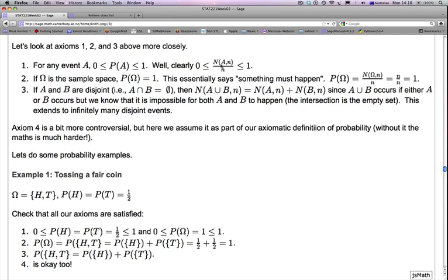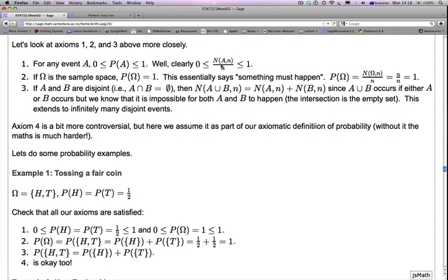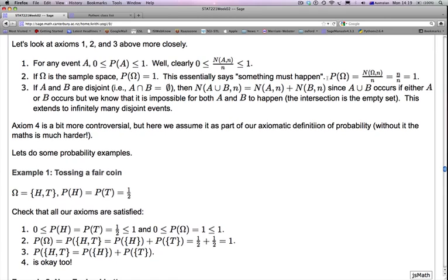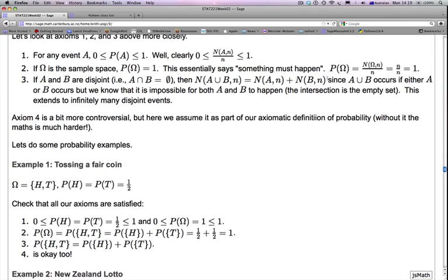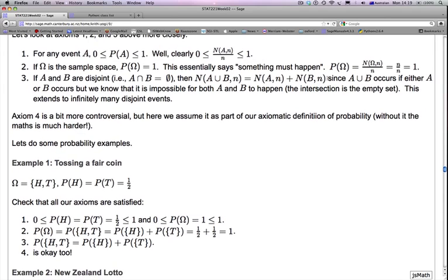Axiom 2 basically is saying if omega is the sample space, then the probability of omega is 1. What does this mean? This essentially says something must happen, right? So probability of omega is nothing but the fraction of times some outcome, of all possible outcomes in the sample space, happens. So that will always be n. So n over n is 1. Sure, this is satisfied as well under this interpretation.